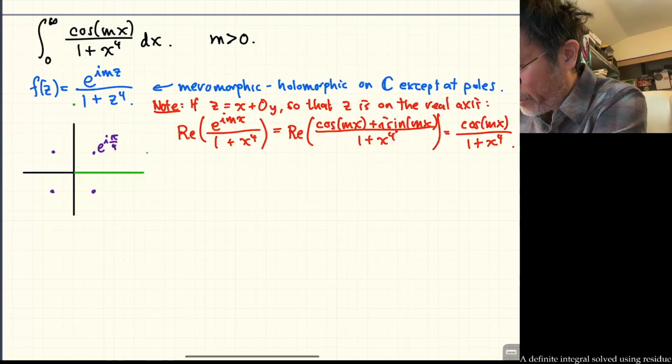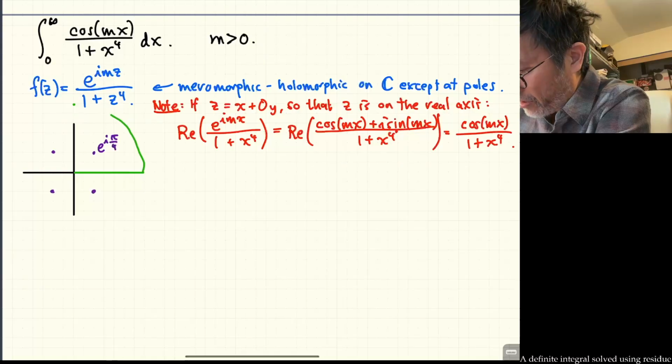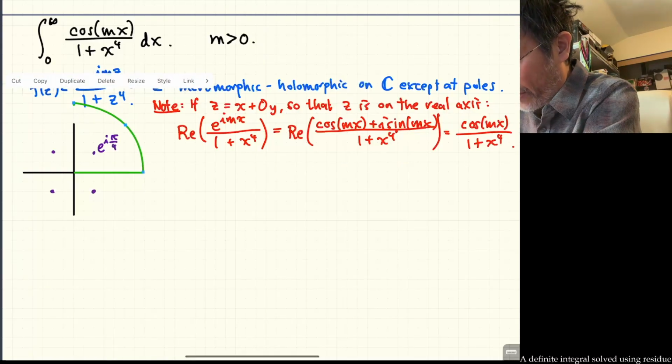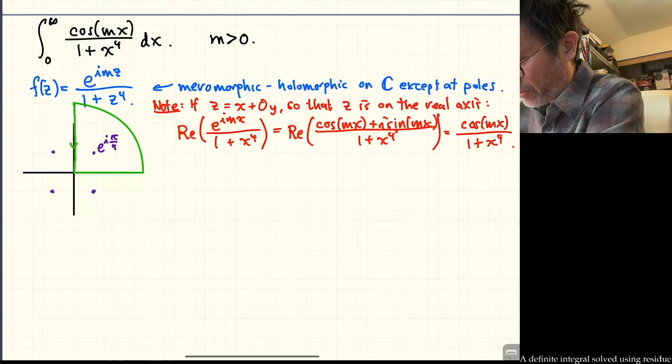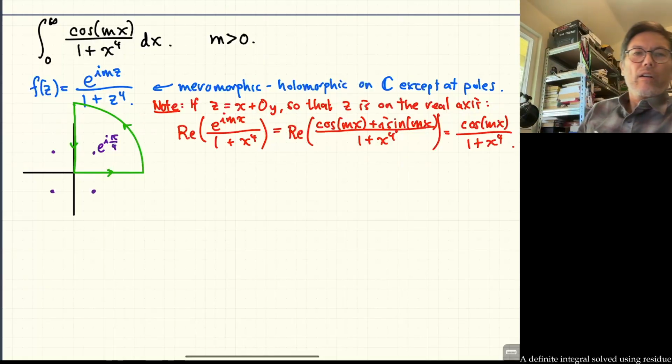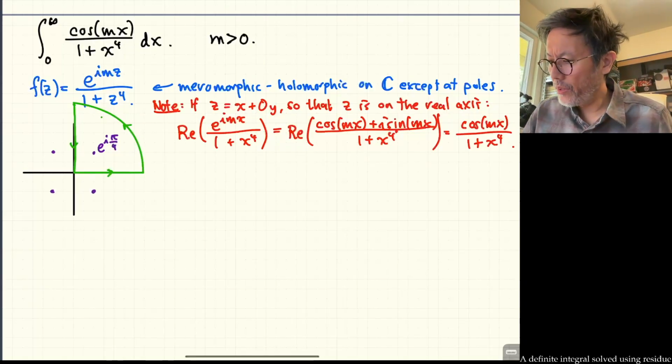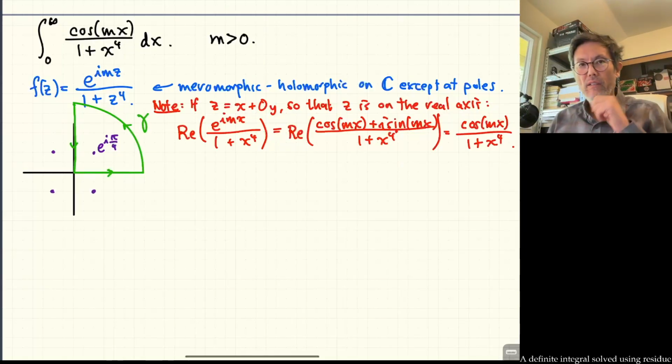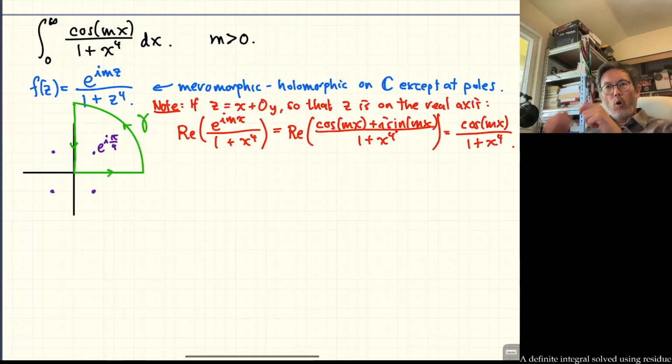And then I'm going to do a counterclockwise quarter circle. No, stop. I want to do a counterclockwise quarter circle like this to there, and then go down along the imaginary axis. Oh my God, this is a beautiful picture. I'm going to call this gamma. The whole thing is gamma.